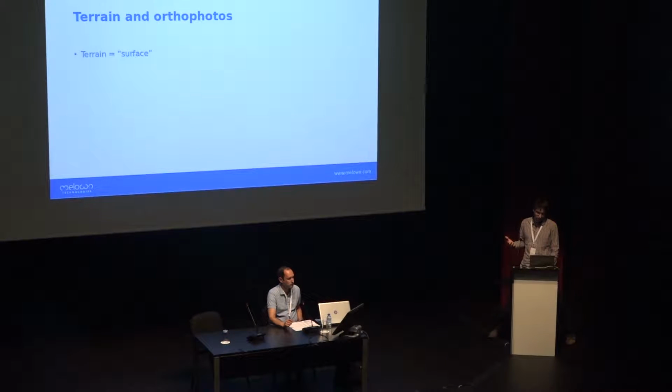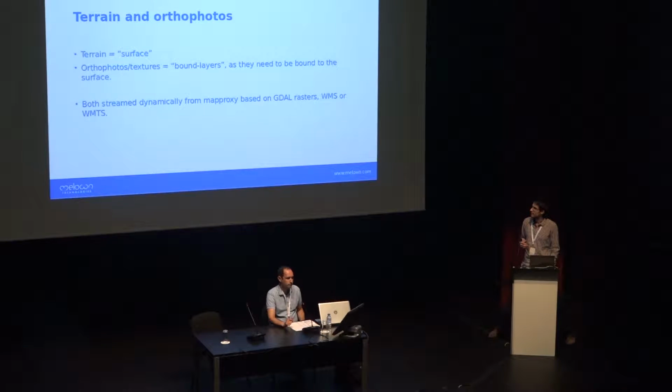So in VTS we call terrain a surface because it's something we can project something on. Orthophotos and textures we call bound layers because they can be bound to the surface. And they are both streamed dynamically from the map proxy, based just on some slightly preprocessed GDAL rasters, WMS or WMTS.